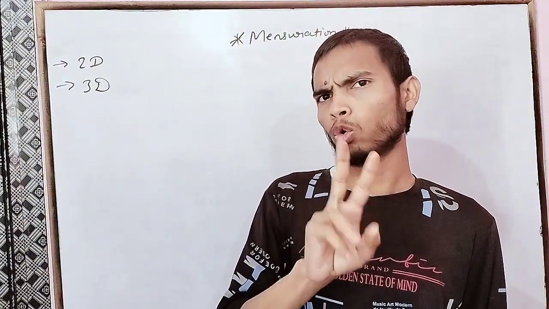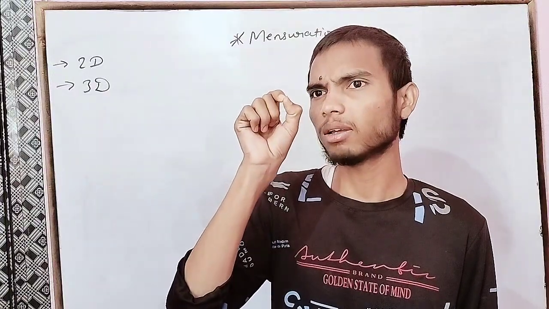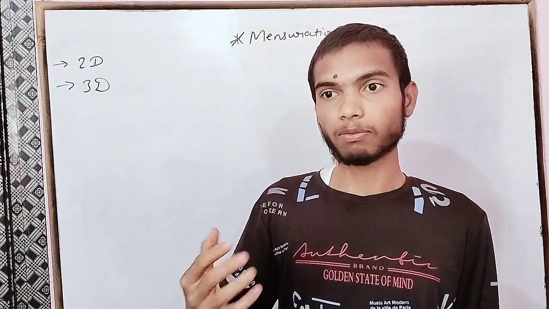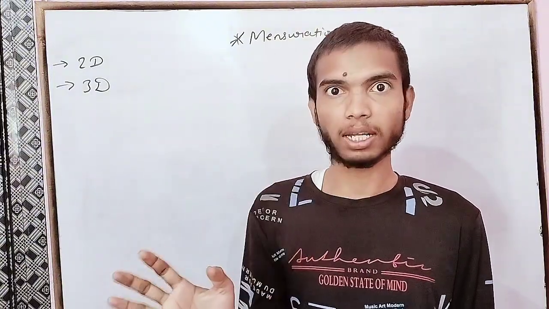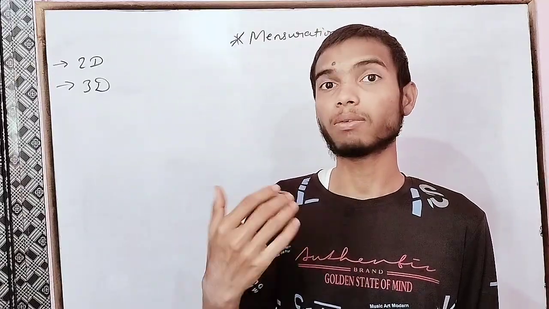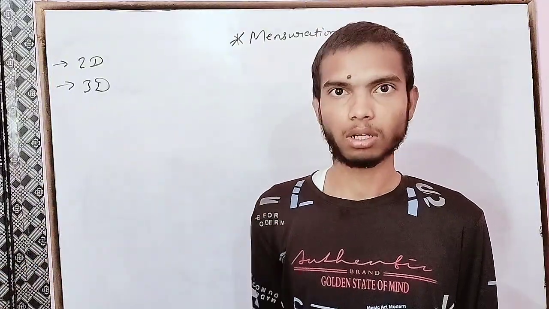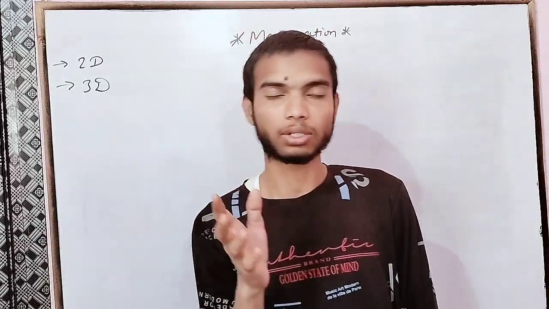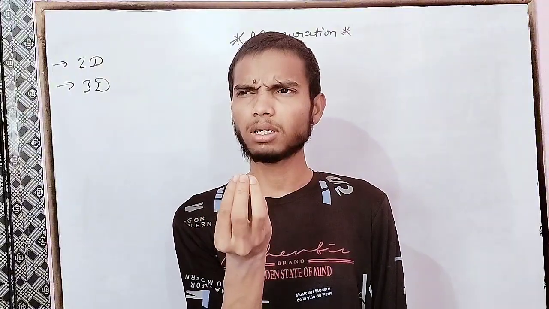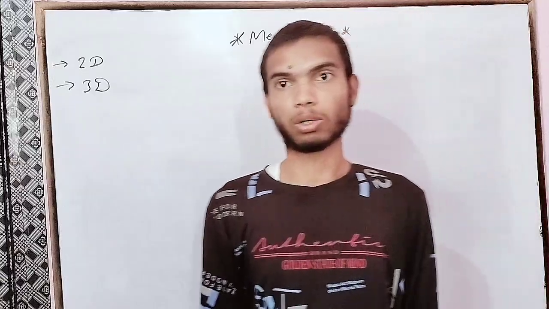Now, edges of a 2D shape will be clearly visual. But in the case of 3D, front edges we can see, but backward edges and side edges will not be visual. It will happen in a 3D shape. But remember, 2D shape edges will be visible in a 2D shape.